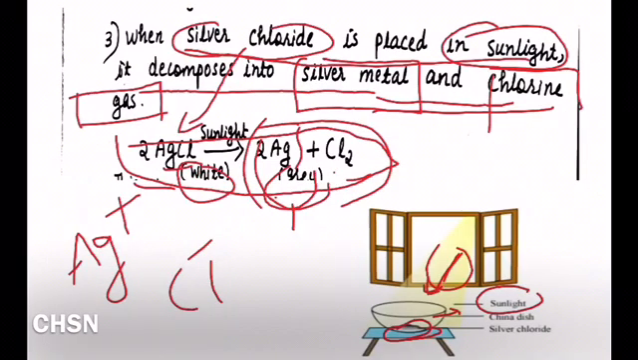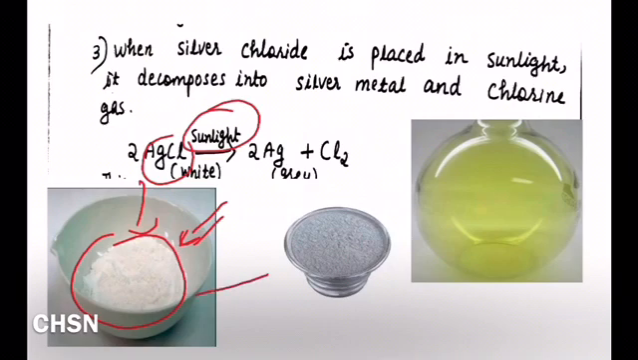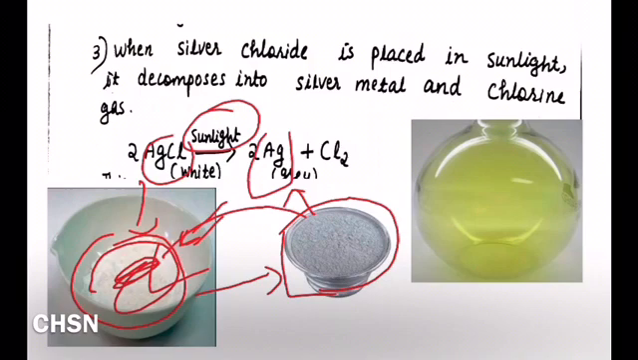After that you have to place this china dish in presence of sunlight. So what will happen? The silver chloride decomposes under decomposition reaction in presence of sunlight. You will see there is a formation of a gray colored solid in the china dish. That is, instead of this white solid, after some time you will see gray colored solid. This is the first product, silver metal, formula Ag. This is gray colored. And second product is a gas, chlorine gas.